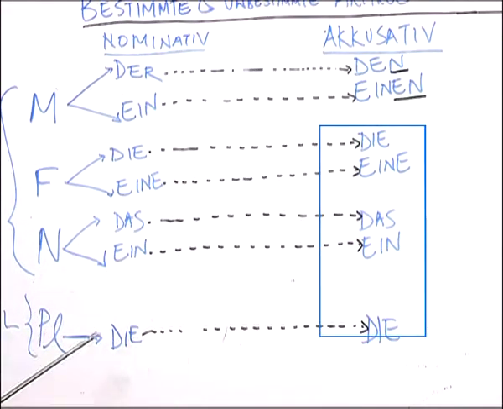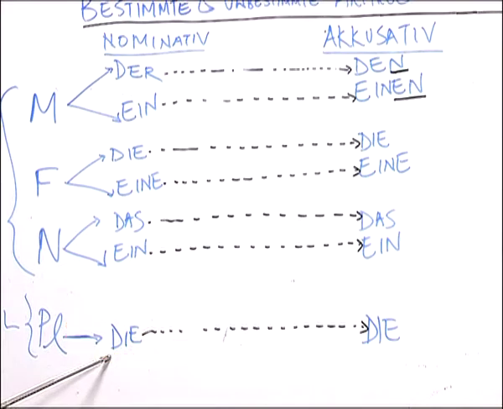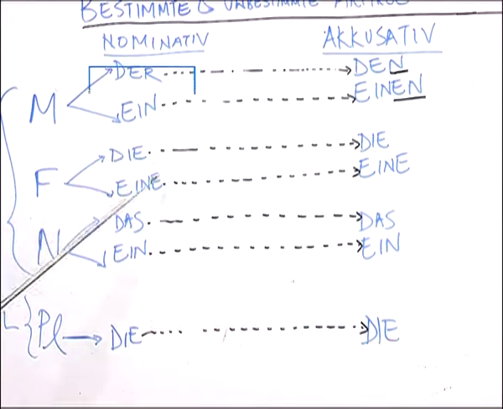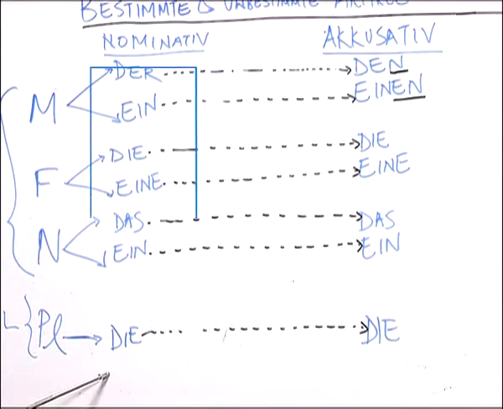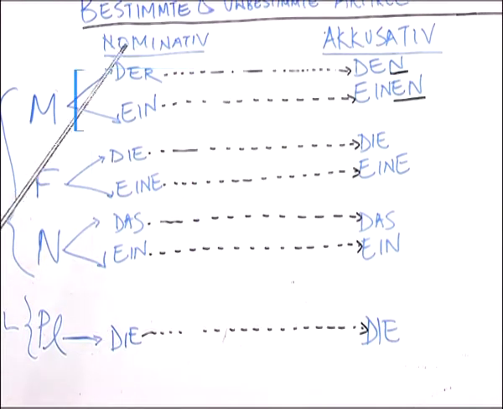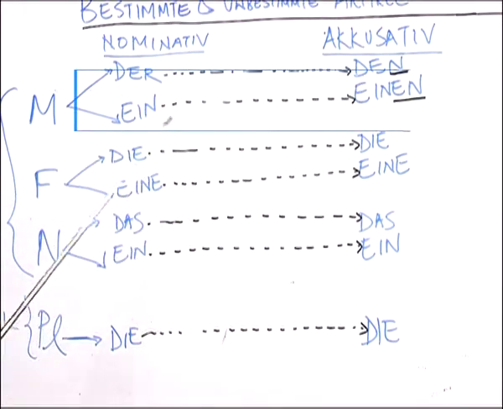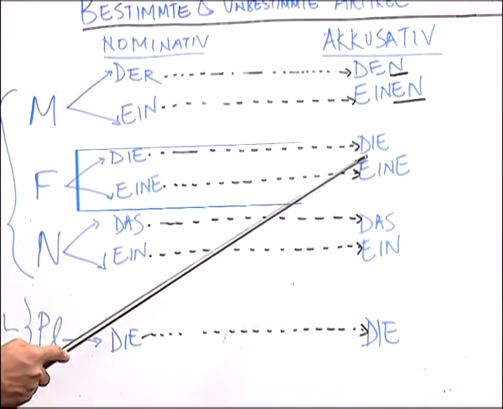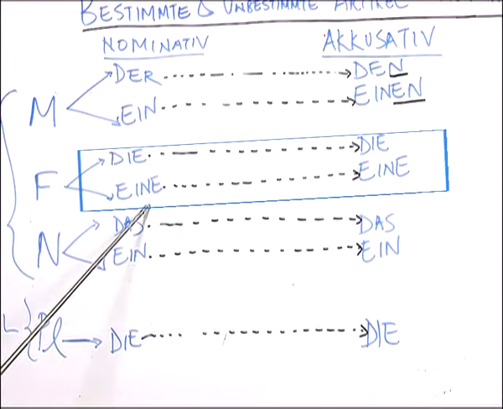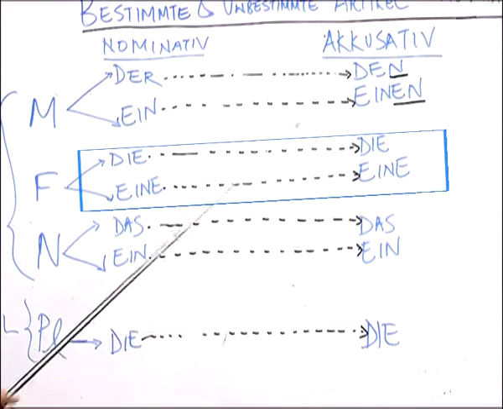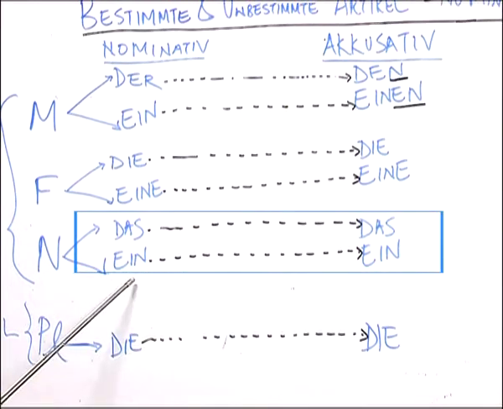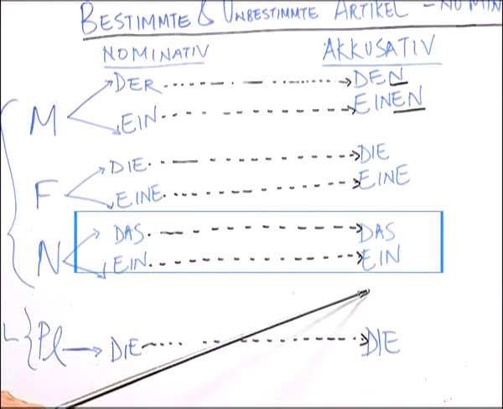And also I would like to again tell you that the plural article die is also the same in accusative die, and there is no indefinite article in the plural case. So, der becomes den, ein becomes einen in masculine, die remains die in accusative, eine in nominative remains eine in accusative. Das in nominative remains das in accusative, and ein in nominative remains ein in accusative.